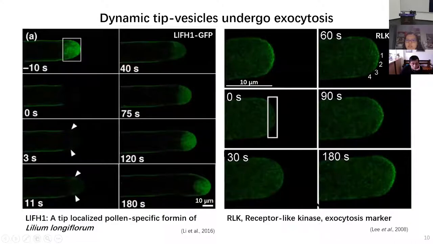By tracking GFP-labeled tip-localized protein with confocal microscopy, we knew that the tip vesicles also undergo exocytosis. For example, the right panel shows the GFP-tagged receptor-like kinase, which is an exocytosis marker. After photobleaching its tip signal, the green signal will gradually recover from the very apex to the shoulder region, meaning they are continuously transported to the tip region.